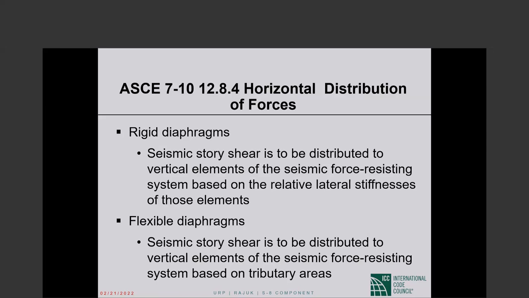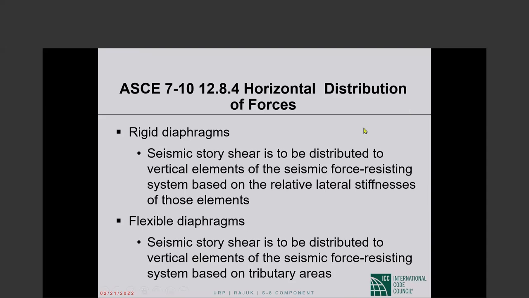How much goes to the frames and how much goes to the shear walls depends on the stiffness of the diaphragm. Does the diaphragm deflect very little in its own plane in an earthquake situation, in which case it is rigid? That will give us one kind of distribution. Or does the diaphragm deflect quite a bit in its own plane under design earthquake excitation, in which case our distribution will be very different. Okay, this is why we need to know whether our diaphragm is stiff or flexible.